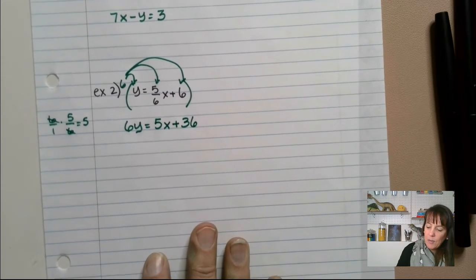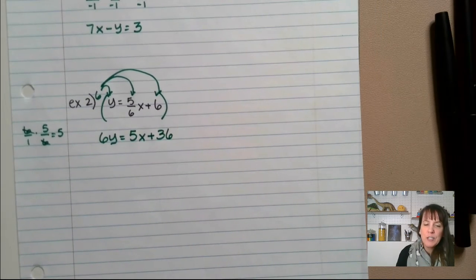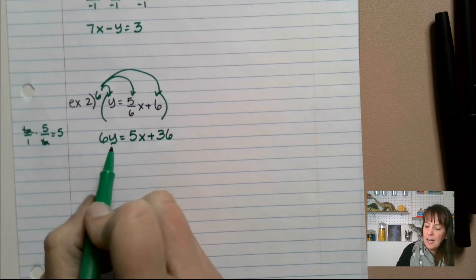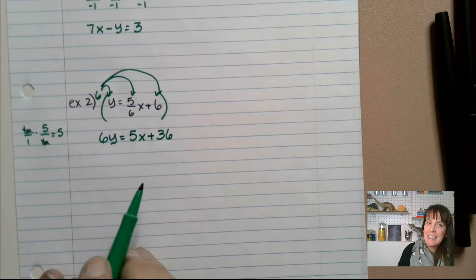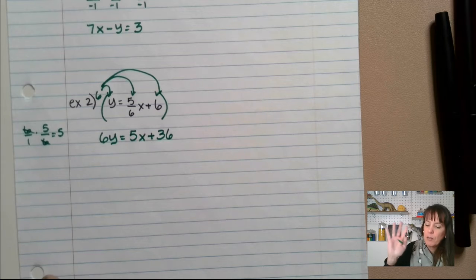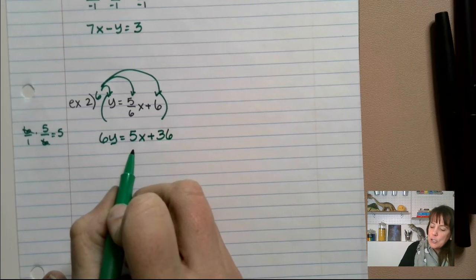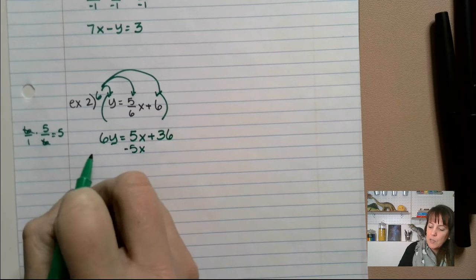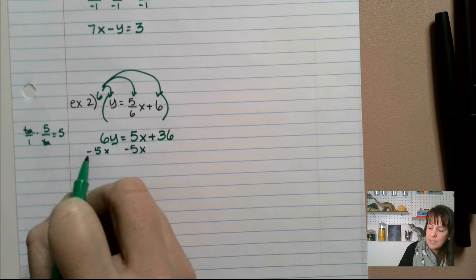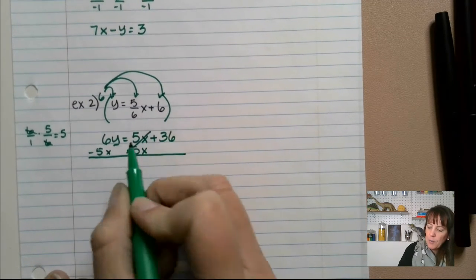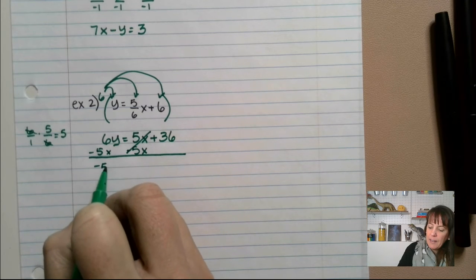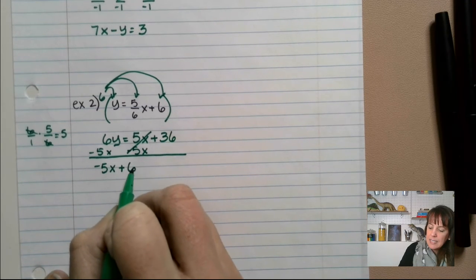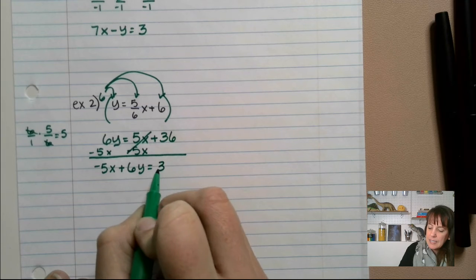Okay, now to get that guy into standard form, slope-intercept. Yeah, I'm all over the place today. To get this guy into standard form, we want to minus 5x from both sides because we want our x and our y's on one side. So we have negative 5x plus 6y equals 36.